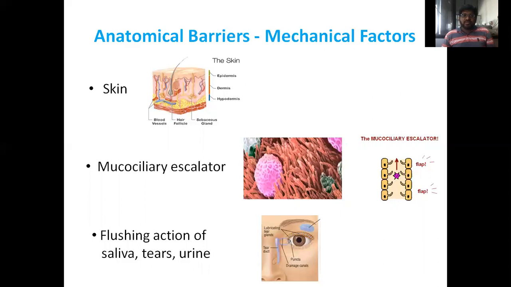First one is the anatomical barriers, known as mechanical factors. First one is the skin. Skin is an anatomical or physiological barrier present in our body. Second is the mucociliary escalator, present in the mucous membrane. Third one is the flushing action of saliva, tears, and urine. As we know, saliva is present in our salivary glands, tears in our eye, and urine is generated in the urogenital pathways. They have flushing action, so they act as anatomical barriers.